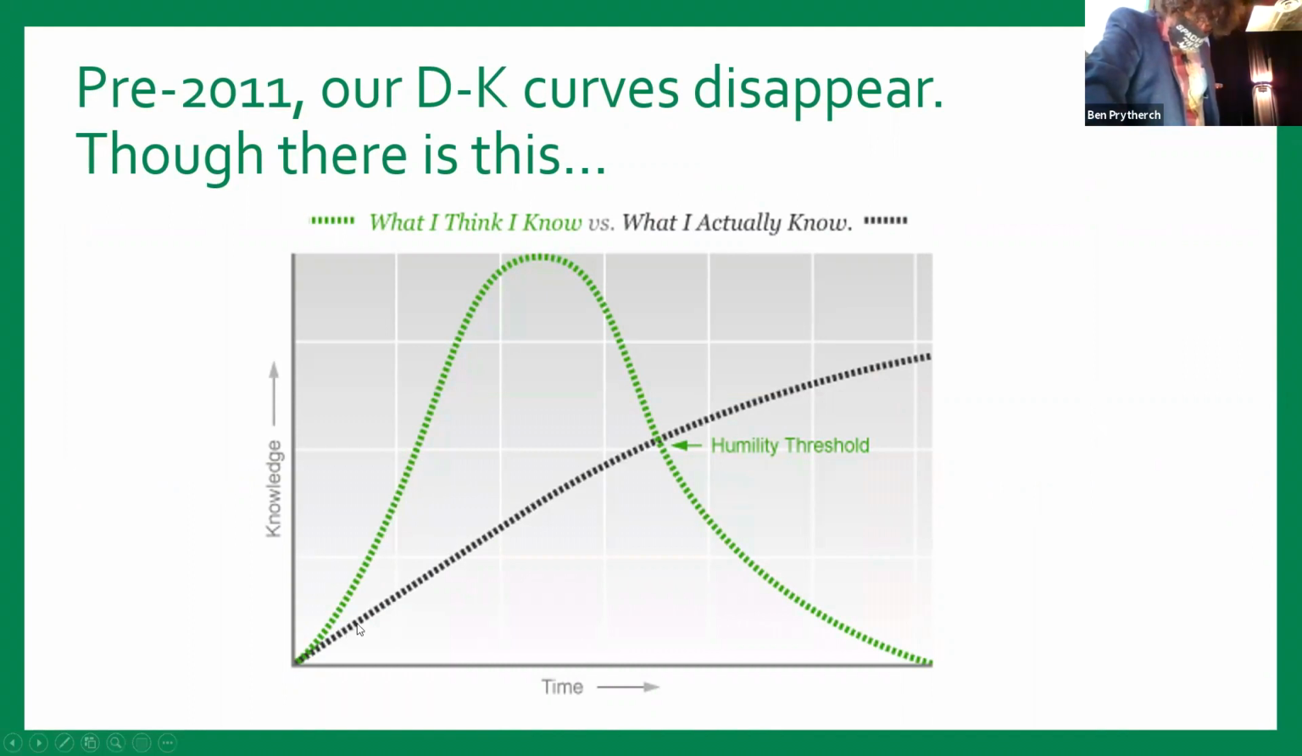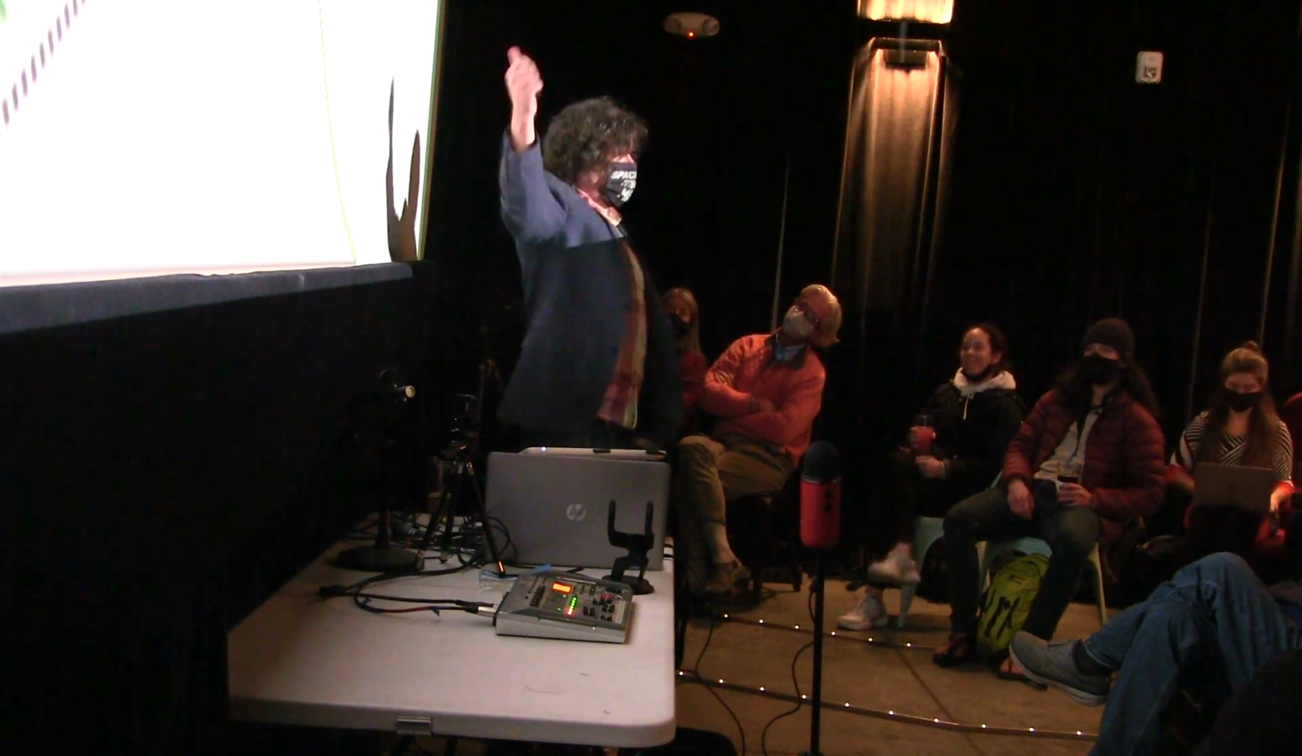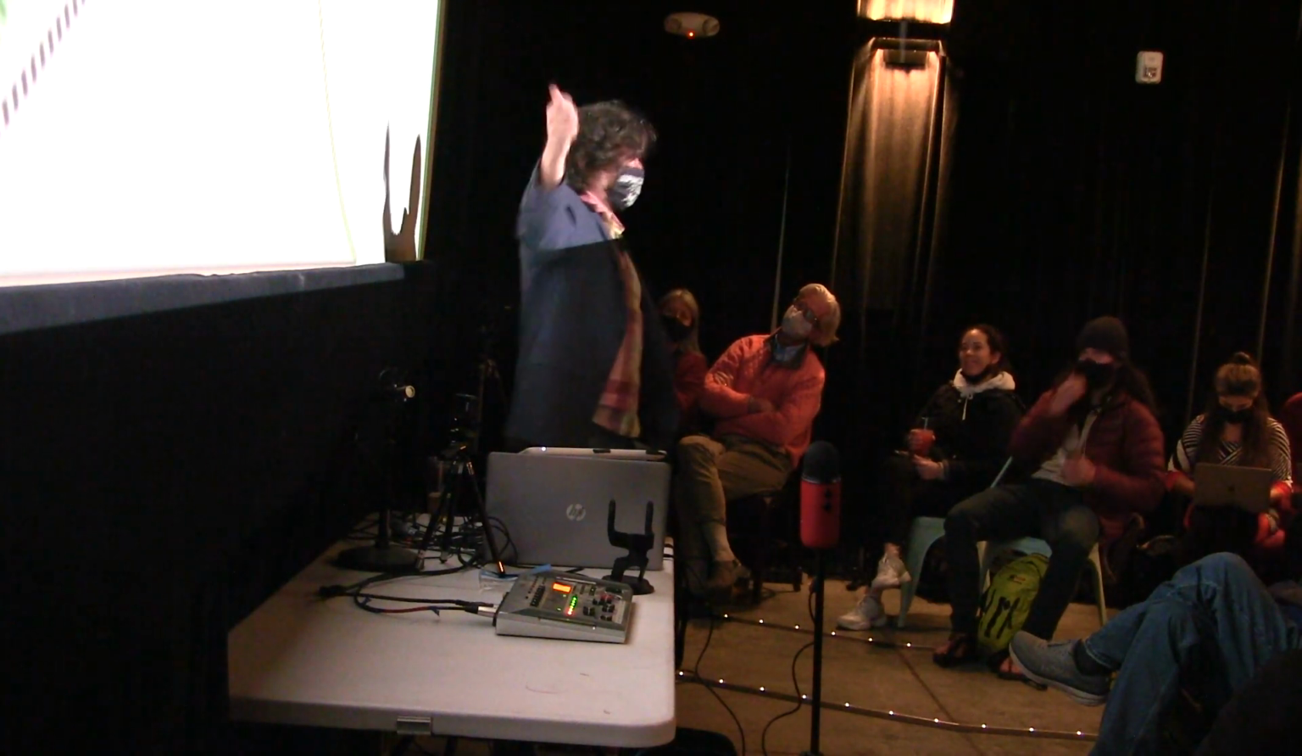So what I actually know is going up over time. What I think I know is going up and then falling down. And then as they cross, I reach the humility threshold. It's not in the Dunning-Kruger paper. I swear, I've read it and it's not in there.